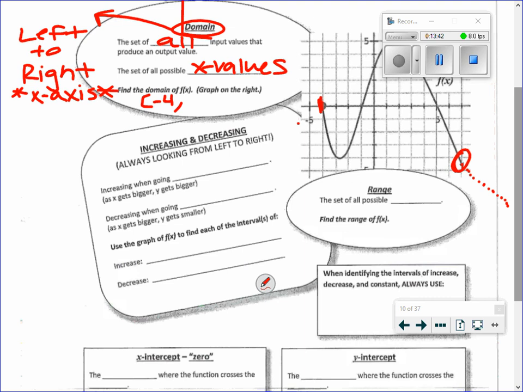Remember, we're talking about domain. With domain, it's left to right. So if I'm thinking about this arrow, what direction is it going? It keeps going right, which means you're going to go all the way to what x value? Yes, positive infinity with a parenthesis.